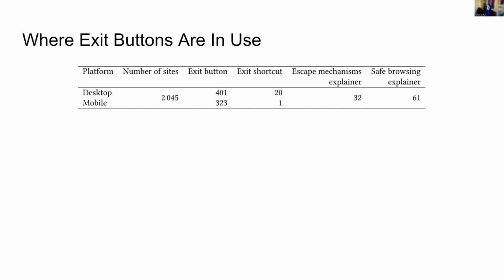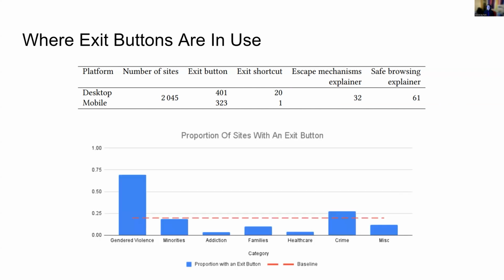From this, we then identified which websites are most likely to contain an exit button. And by grouping those by category, we see that the vast majority of gendered violence websites, so those providing support to victims of domestic abuse or rape and sexual assault, will provide a quick exit mechanism. And some crime services, in particular victim support services provided by governments to recent victims of crime, will contain exit buttons more commonly than our baseline of about 20% of websites.